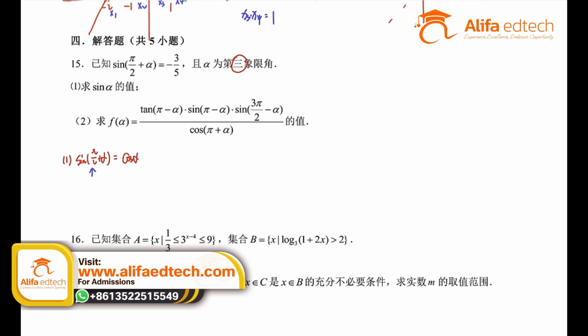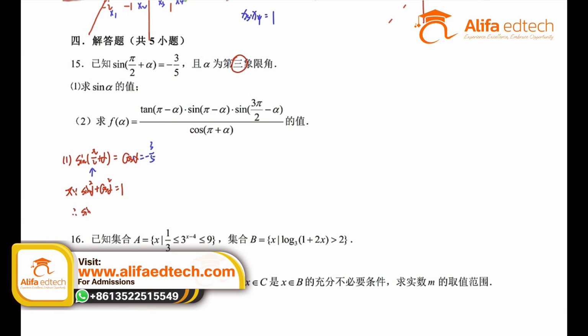So in that case, what does it equal? It equals negative 3/5. Cosine of alpha is equal to negative 3/5, which is completely consistent with it being in the third quadrant where both sine and cosine are negative. And also, because the square of sine of alpha plus the square of cosine of alpha is equal to 1, we can find the value of sine of alpha here.